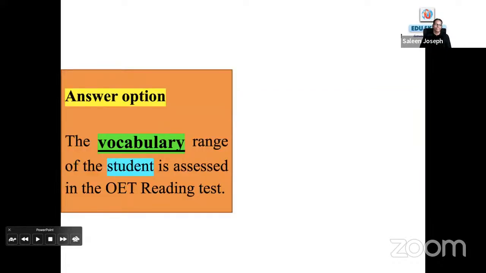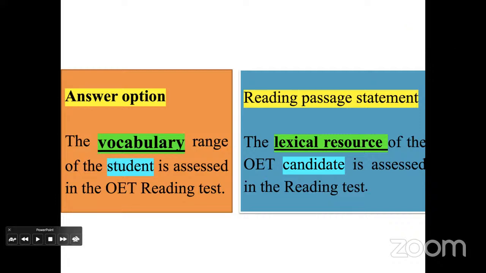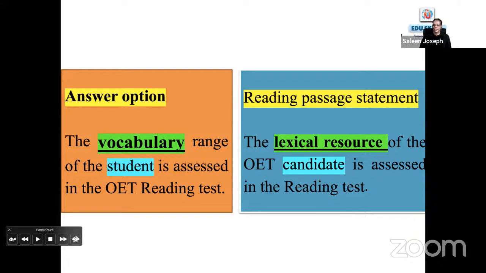Now, the answer option says the vocabulary range of the students is assessed in the OET reading test. And the reading passage statement says the lexical resource of the OET candidate is assessed in the reading test. Is it the same or not? No, it's not the same. Why? Because in the answer option one is vocabulary and the other is lexical resource. They are synonymous. Lexical resource means vocabulary. There is no difference.